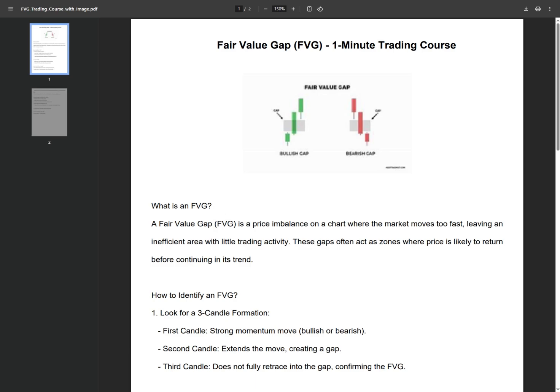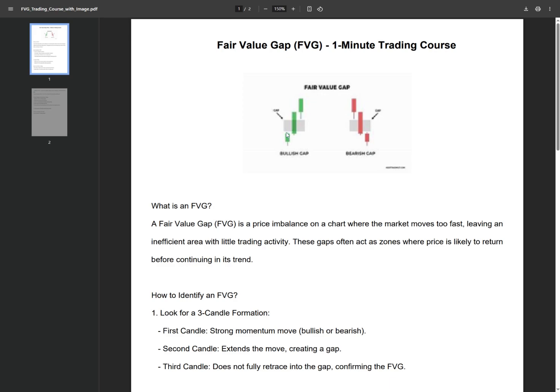Now I'm going to show you a visual representation of what a fair value gap looks like. For example, when you see these three candles, the first green candle, the second green candle, and the third green candle, to mark out a fair value gap, we mark out the high of this candle, this zone, and the bottom of the last candle right here. In between them, as you can see, there's a space, there's a gap. They're not connecting together.